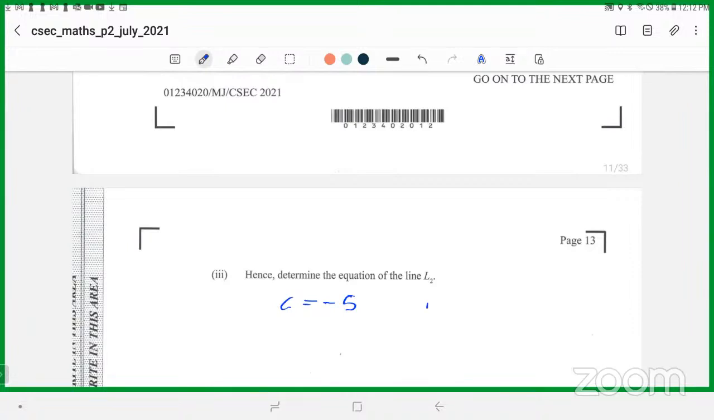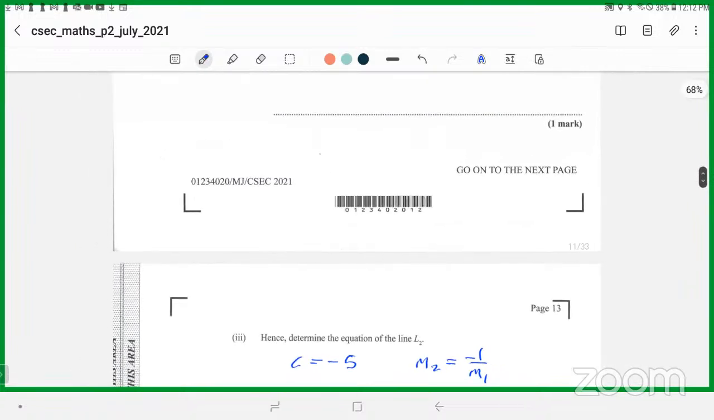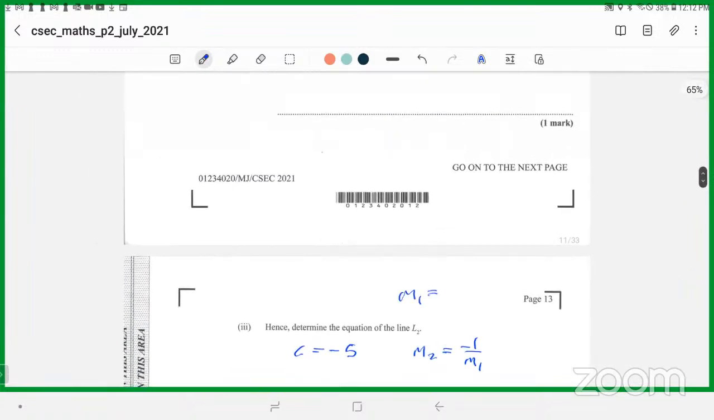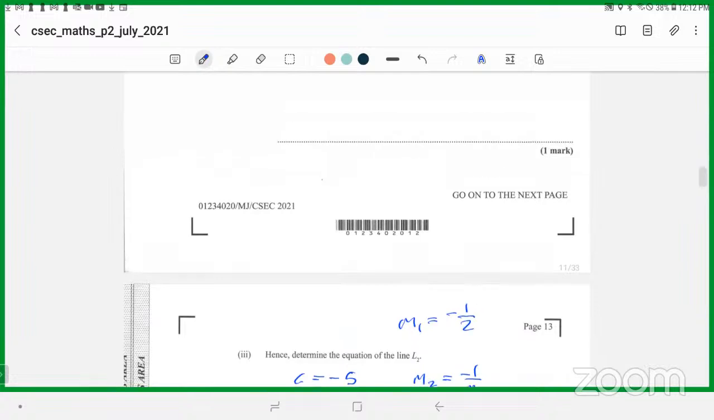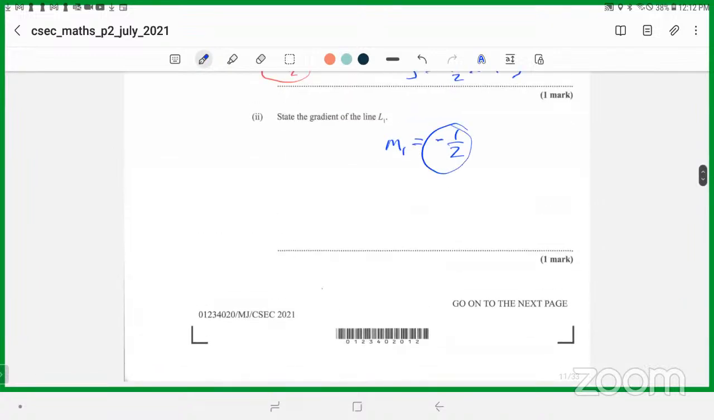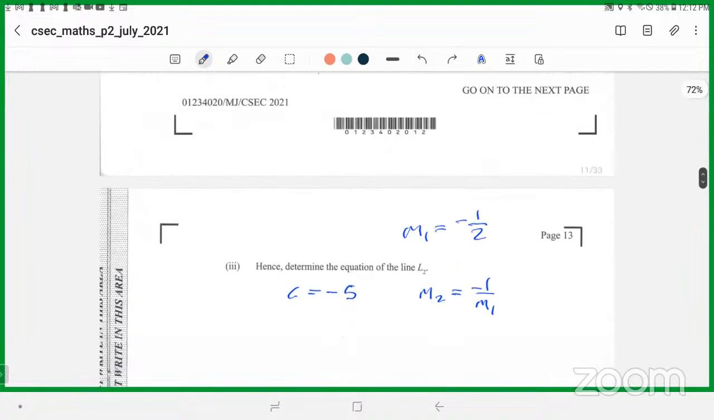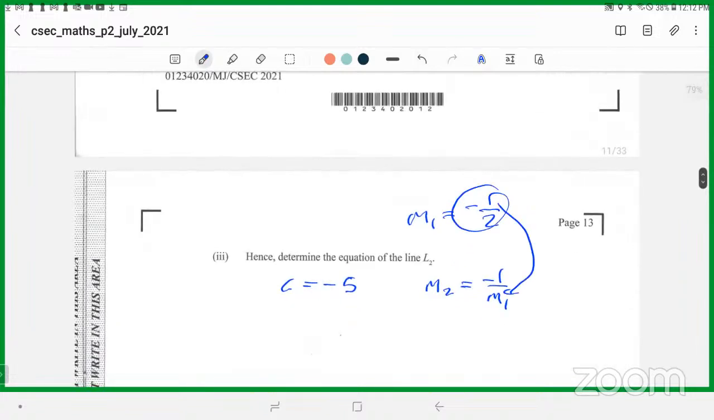And we also know that the gradient of line 2 is -1 over the gradient of line 1. Why? Because they told us that the 2 lines are perpendicular. So to get that gradient, remember the gradient of line 1 is -0.5. We just worked it out a while ago. We can do this 2 ways. We can put the -0.5 under here and work it out, or we can know that this calculation means flip it and change the sign. If you flip it and change the sign, it's going to become 2.